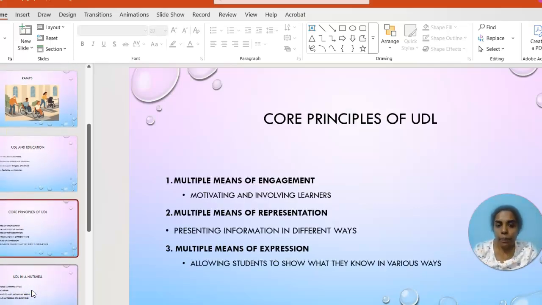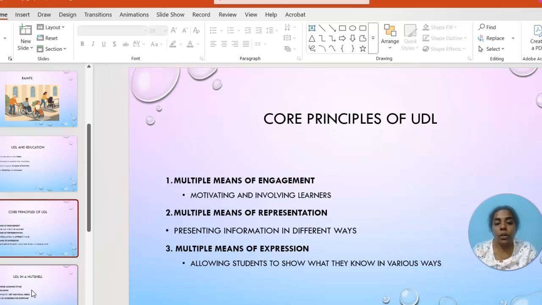So, to apply UDL in education, we have three principles. First one being multiple means of engagement, which talks about motivating and involving learners. So, how do we involve our learners during the teaching learning process? By making them realize how the concept that you're teaching is connected with their day to day life. Secondly, by making it interesting by including games, puzzles, quizzes, etc., so that they keep their interest and motivation on.